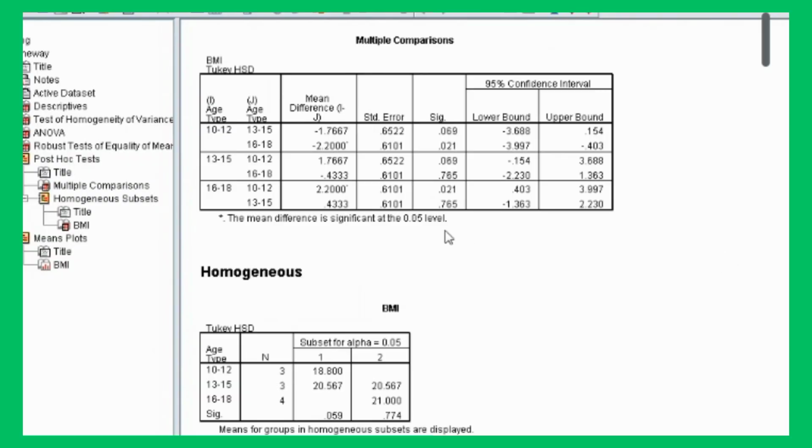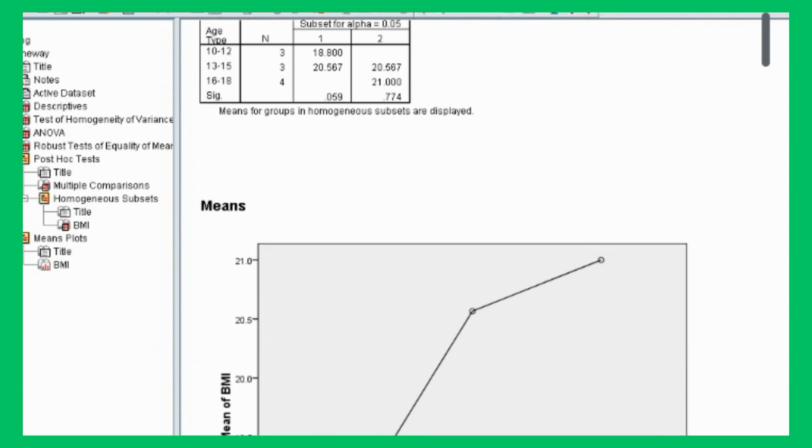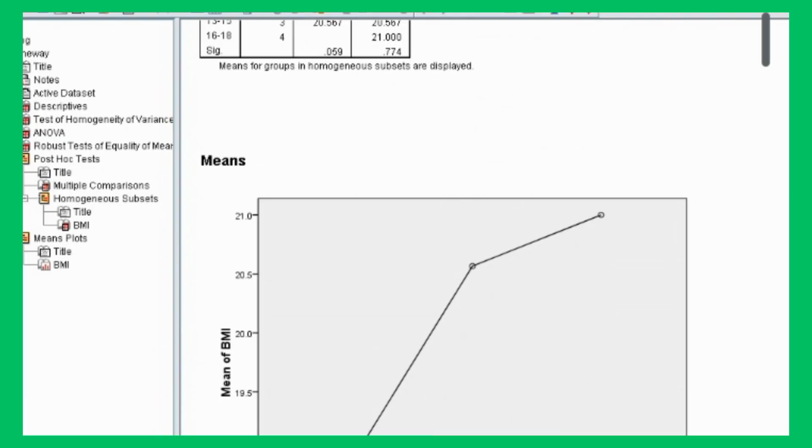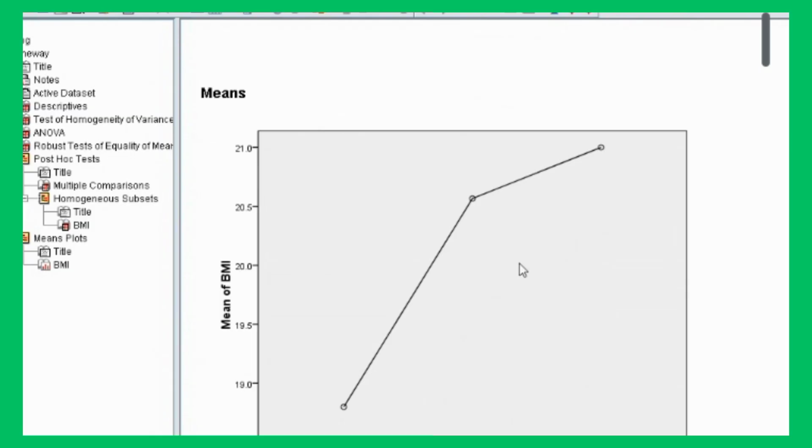So in conclusion, we can say that 16 is different from the rest. Then you can go to the plot to look at the plot. Okay, you can see that from here it was increasing. Then this plot bends from this side to this side. So that means that for 16 to 18, there was a significant difference in this age group. Looking at the plot, you can see that 16 was the one that was different from the rest.